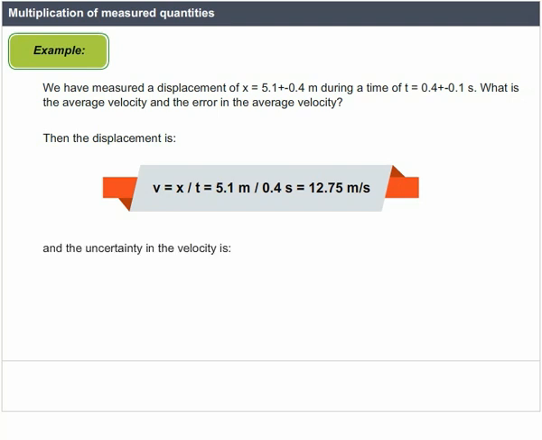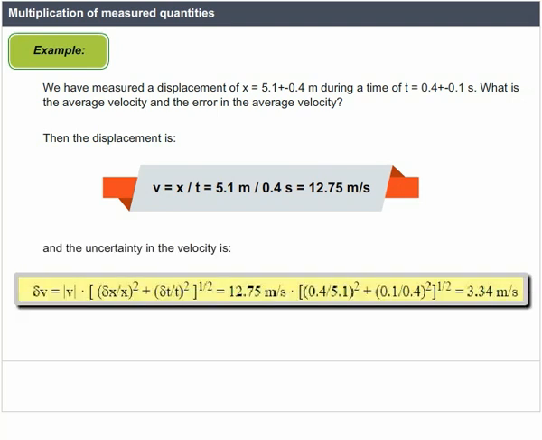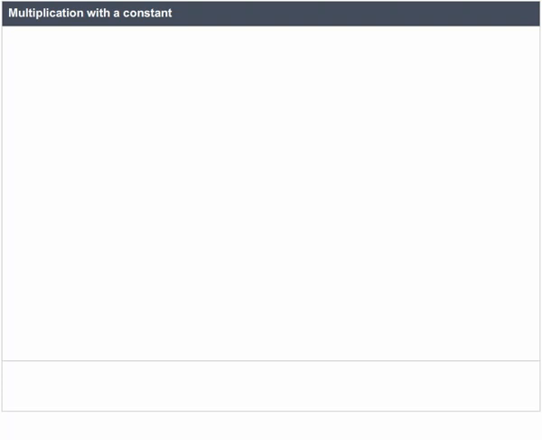And the uncertainty in the velocity is delta v equal to modulus of v into the square root of (delta x by x) whole square plus (delta t by t) whole square, equal to 12.75 meter per second into the square root of (0.4 divided by 5.1) whole square plus (0.1 divided by 0.4) whole square, equal to 3.34 meter per second.